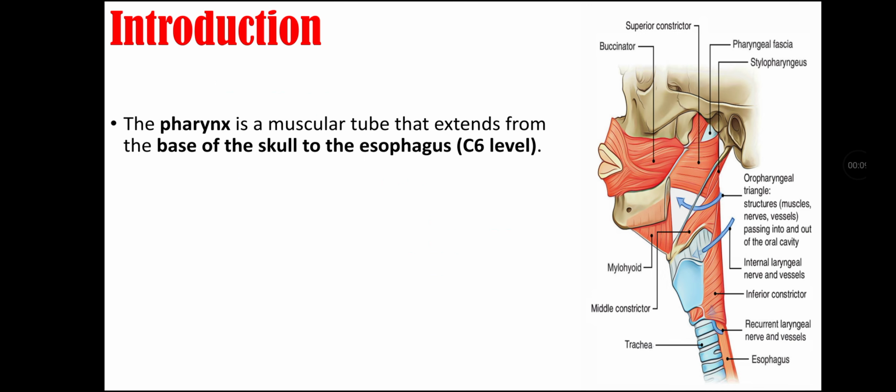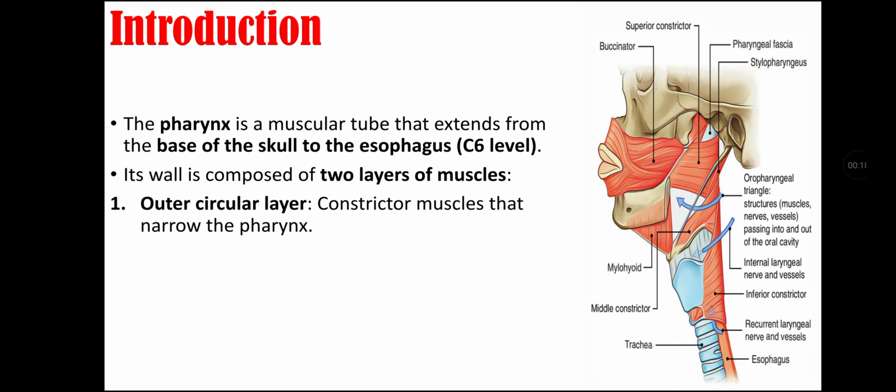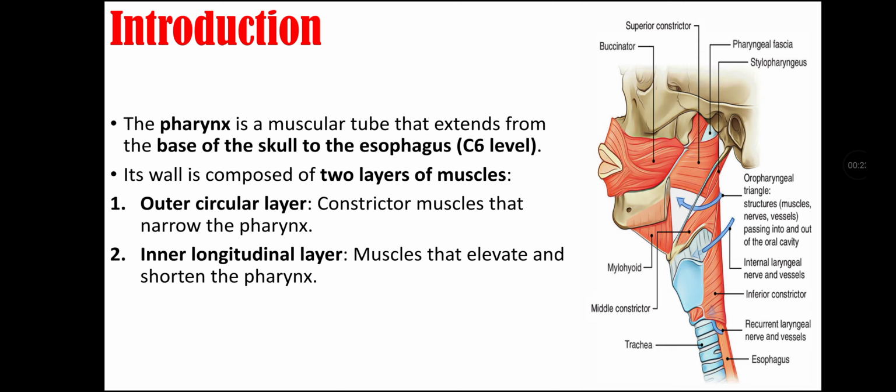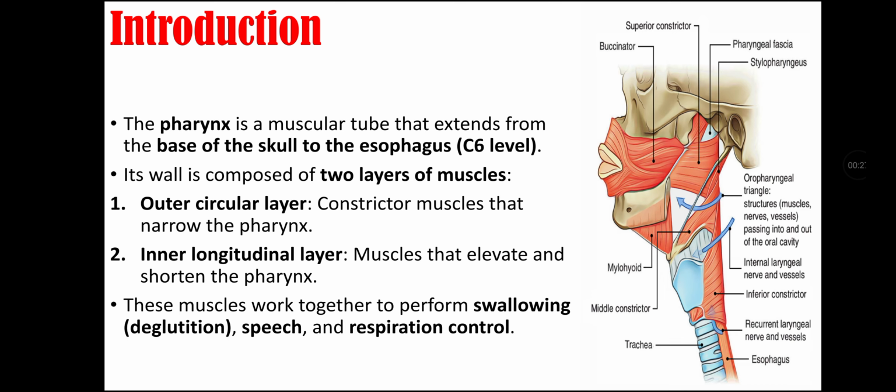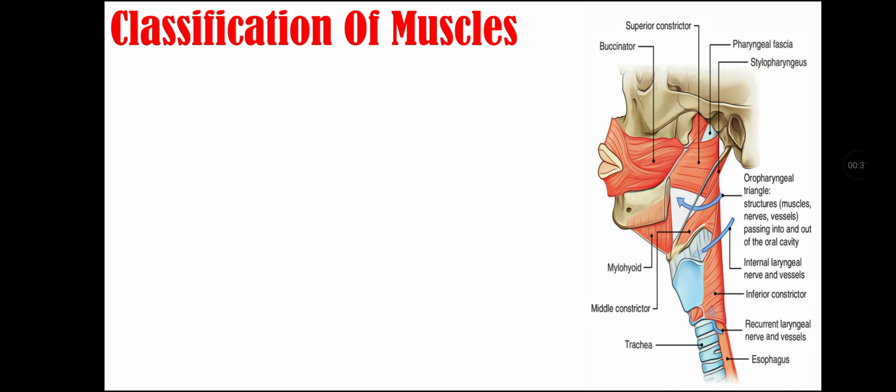Pharynx is a muscular tube that extends from the base of skull to the esophagus, that is C6 level. Its wall is composed of two layers of muscles: outer circular layer, that is constrictor muscles that narrow the pharynx, and inner longitudinal layer, that are the muscles that elevate and shorten the pharynx. These muscles work together to perform swallowing, speech, and respiration control.